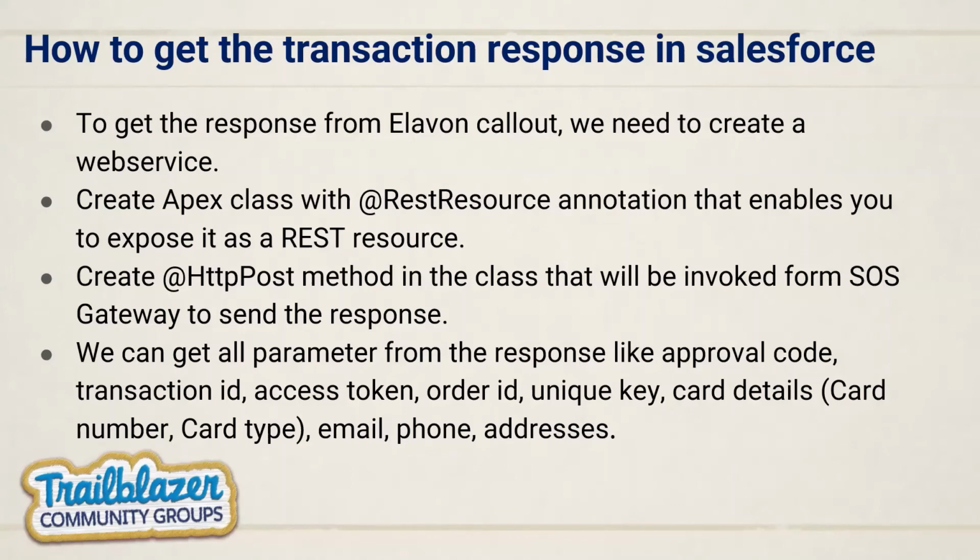So once we get the response, we can get all the parameters, like the approval code, the transaction ID, access token, order ID, the unique key, and card details, plus whatever information we provided in the payment page, like company name, address, phone, and email. All that information gets passed to the Salesforce system through this REST class.